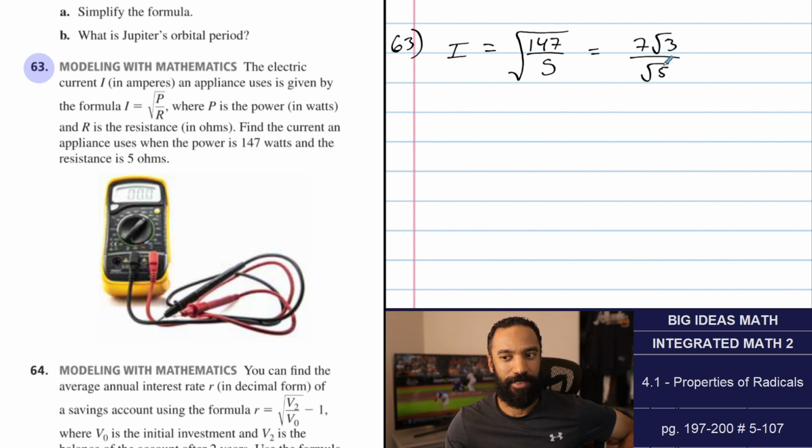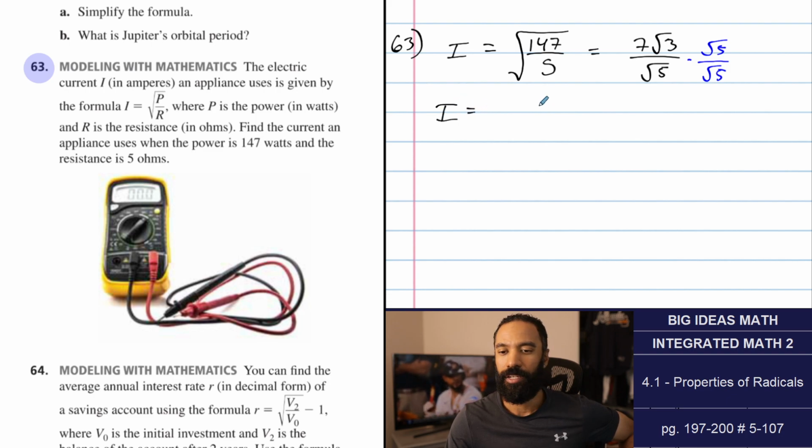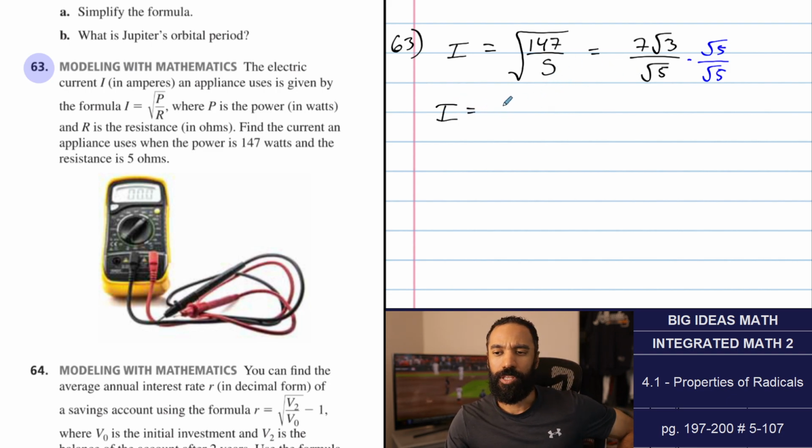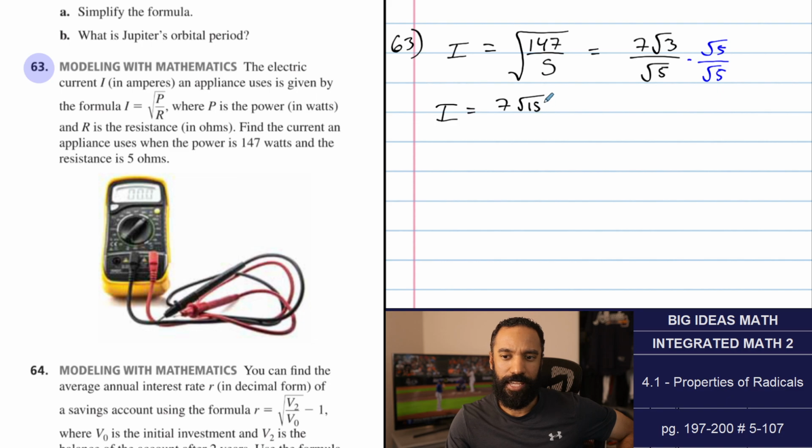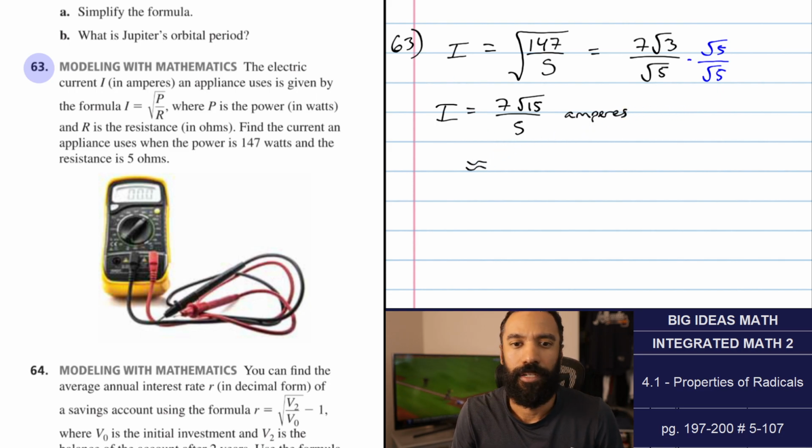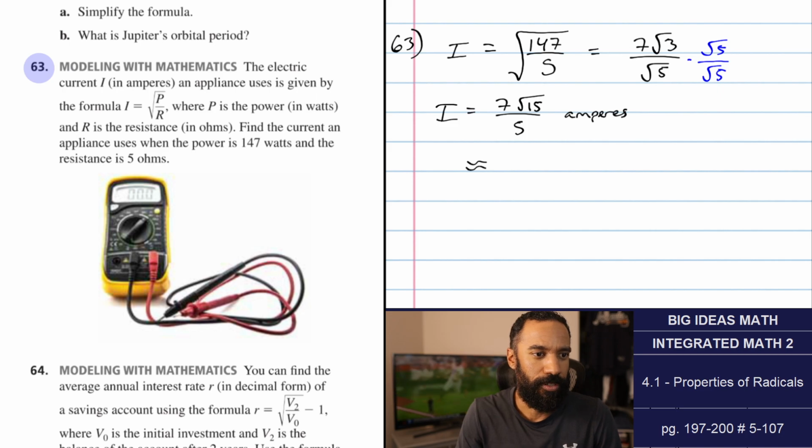I never would have even guessed. Anyway, I figured it out, but I can rationalize this with root 5 over root 5. I know I'm getting exact here, right? But we will do the rounded after. So this becomes 7 root 15 all over 5 amperes. That's an exact. And approximated, which I could just use the original.